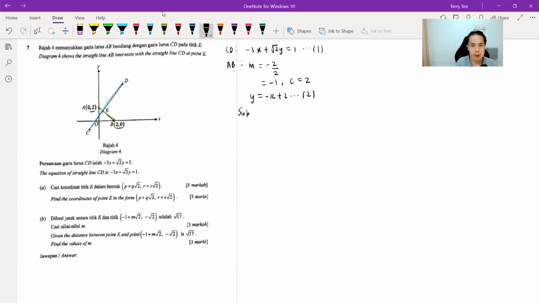So let us sub equation 2 inside equation 1. The moment you sub inside, you don't write y anymore. So this is surd 2, my y is minus x plus 2, and your result is 1. Now remember, I'm solving for x. So let's expand this: minus 3x minus surd 2 x plus 2 surd 2 equals 1.